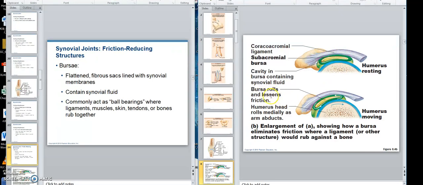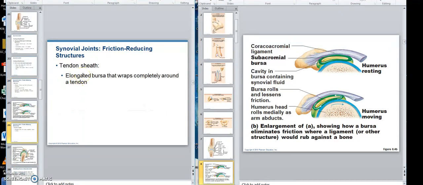Okay, containing synovial fluid, the bursa rolls and lessens the friction. So there's not a lot of irritation between this bone and that. And you can see this right here. This ligament there. Contains synovial fluid, commonly acts as a ball bearing. Okay. Go a little further, okay.